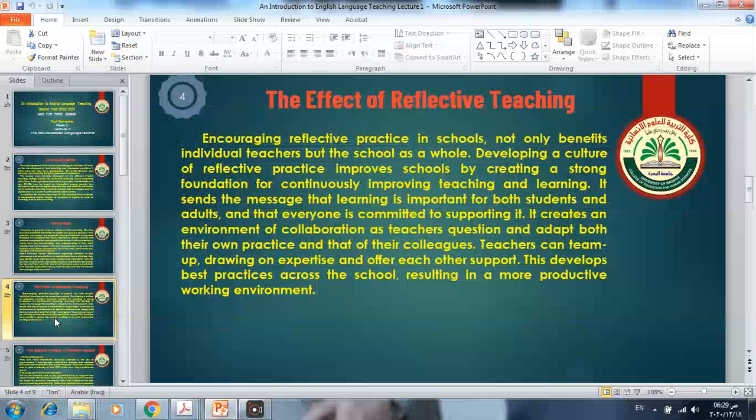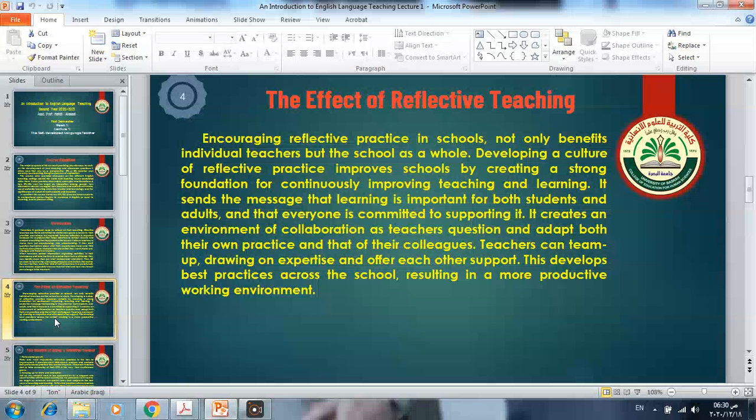Okay? It sends the message that learning is important for both students and adults. So the process of reflecting on teaching also sends a message that the improvement of teaching and learning is important for both the teachers and the learners, and that everyone is committed to supporting it, and everyone should commit himself or herself to support reflecting on the process of teaching, and in turn this will reflect on the improvement of the teaching process.